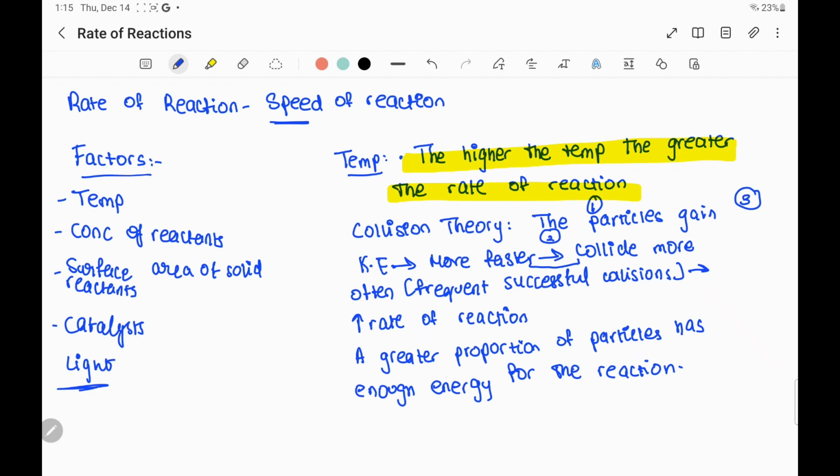Again, they're going to ask you how does increasing the temperature increase the rate of reaction? The particles gain kinetic energy, which causes them to move faster, which in turn causes more frequent collisions, and the more collisions you have, the greater the rate of reaction. In addition, you will only gain the 3rd mark by using the words a greater proportion of particles has enough energy. It is very important, and they specify this in the marking scheme, so I've basically given you the answer you would write for this 3-mark question.